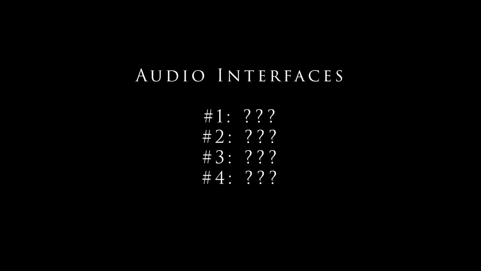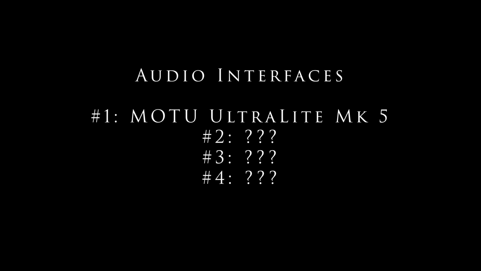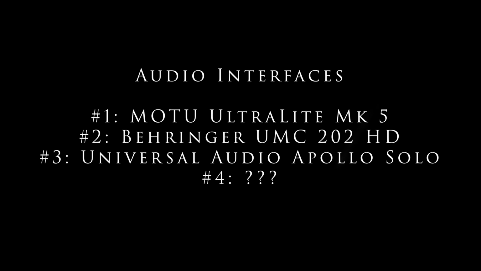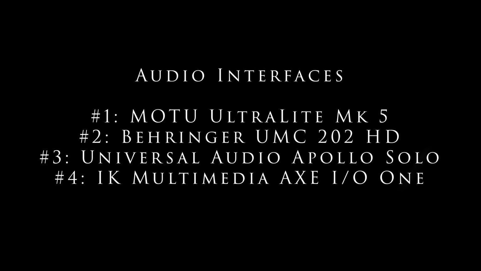So interface number one was in fact the Motu Ultralight Mark V. Interface number two ended up being the cheapest interface that was used, which was the Behringer interface. Interface number three was the Universal Audio Apollo Solo, and by far the most expensive interface that was used. And interface number four was the IK Multimedia AXE I/O. So that was kind of the second least expensive audio interface.